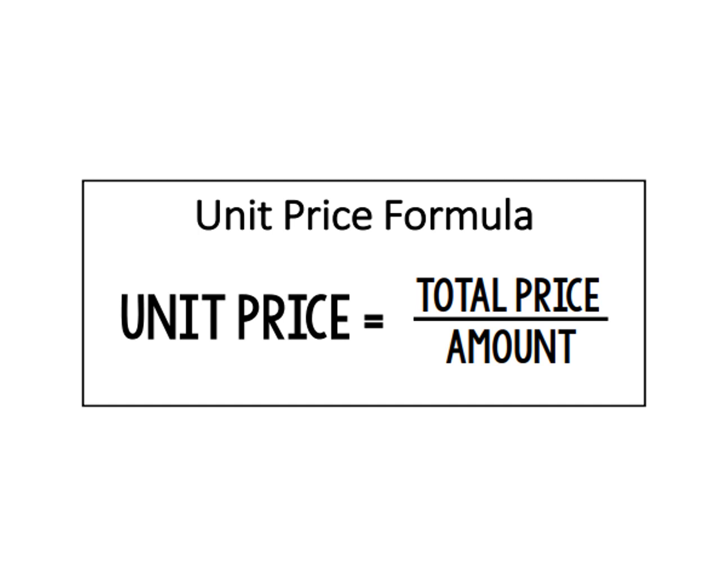Here's the unit price formula written out as a mathematical formula. The unit price is the total price divided by the amount. Remember that a fraction simply means division. So it's price divided by amount.